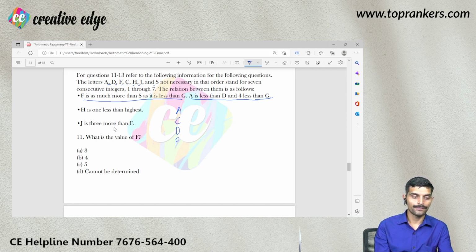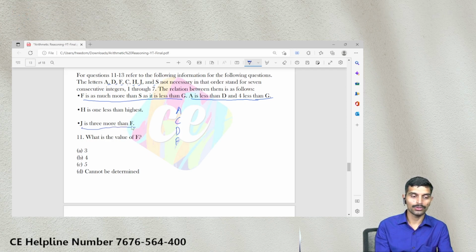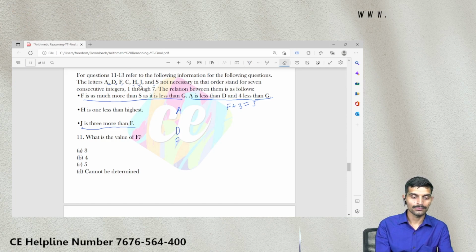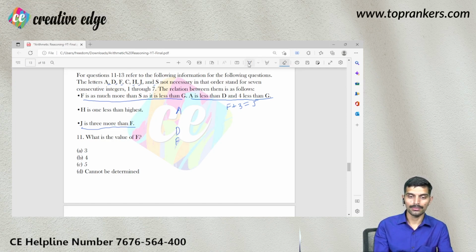J is 3 more than F, not 1 more than. J is 3 more than F. So F plus 3 is J, right? That is G, not H, and not C. This is G, not C. This has to be G. So the letters are A, D, F, G, H, J, and S.